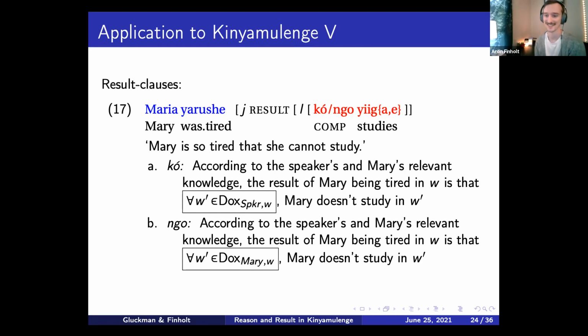Yeah. No, that's a good question. We should have this data point. You're right, because I mean, that result clause or reason clause need not be negated, right?